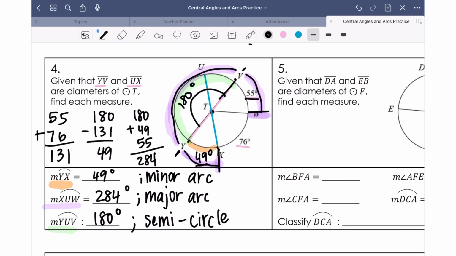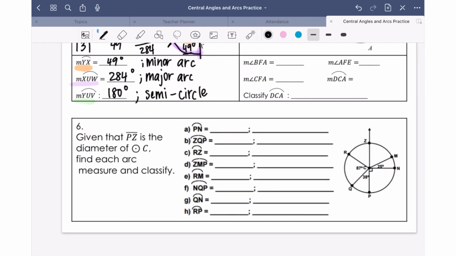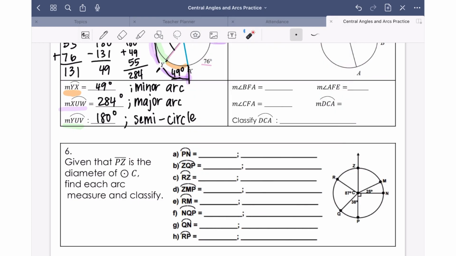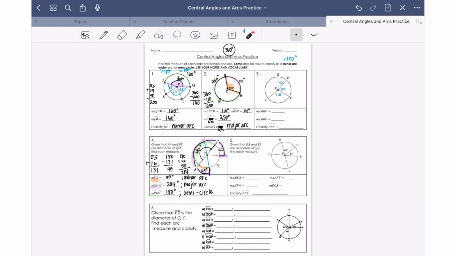Okay. I hope this helped you. Make sure that you finish all of these and that right here, you're giving me the measurement first, the degrees, and then you're telling me, is it a minor arc, a semicircle, or a major arc, okay? And it is due today, so it is a grade. Make sure that you're practicing and helping each other. If you need help, please ask me or anyone that can help you or come see me.